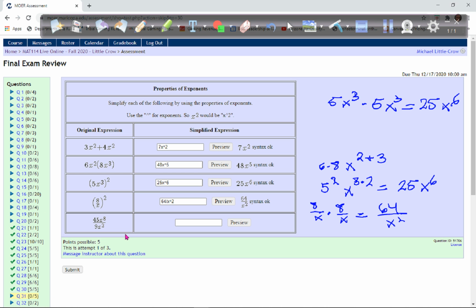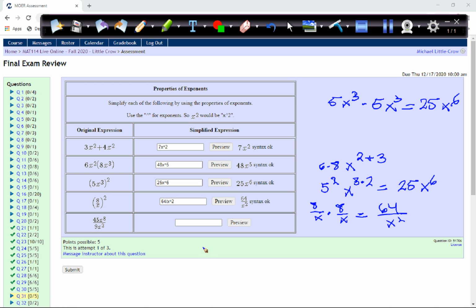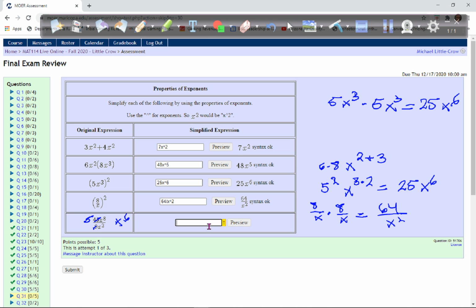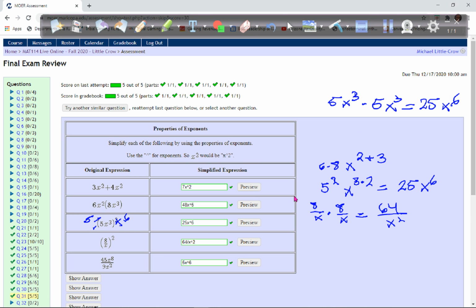And finally, we're going to subtract exponents when we divide. So 45 divided by 9, 9 goes into 45 five times. So the 9's cancel out. And then 8 minus 2, we're going to be left with x to the 6. So 5x to the 6. And those are all correct.